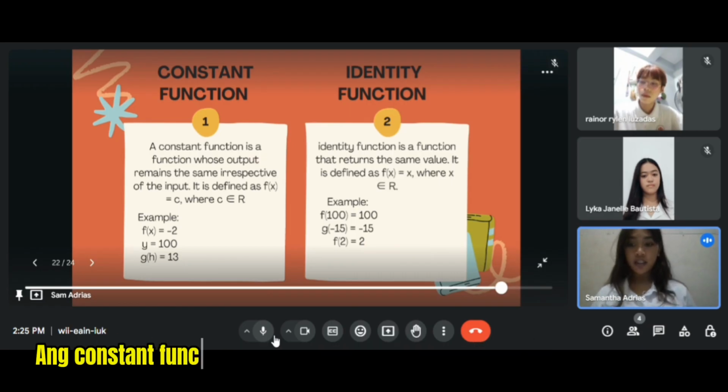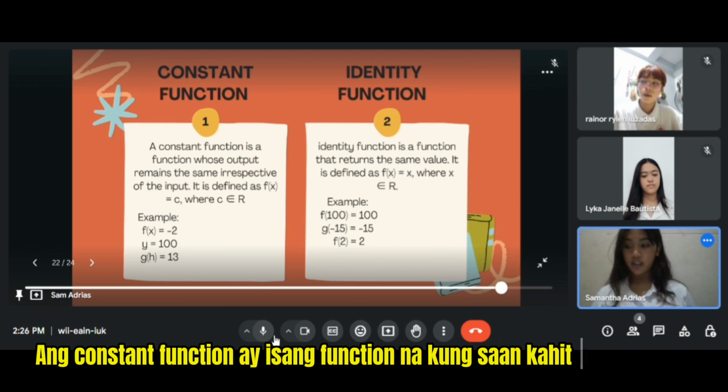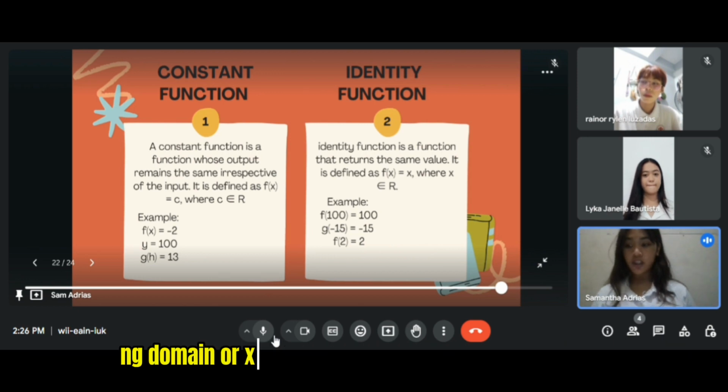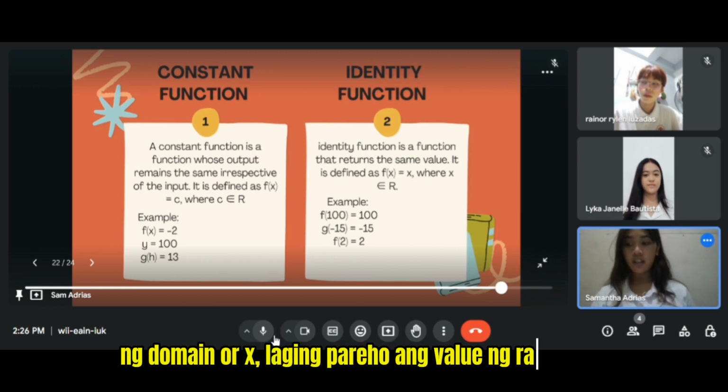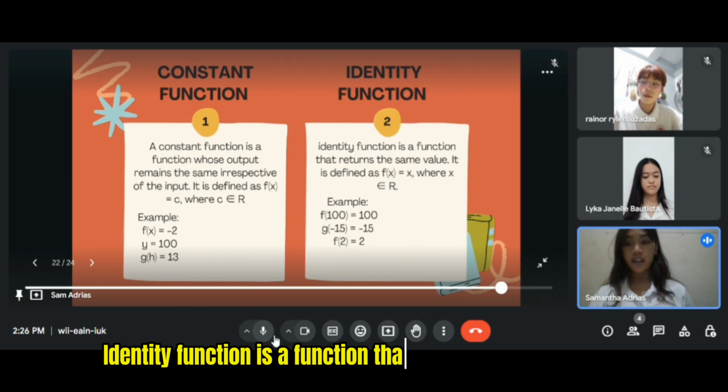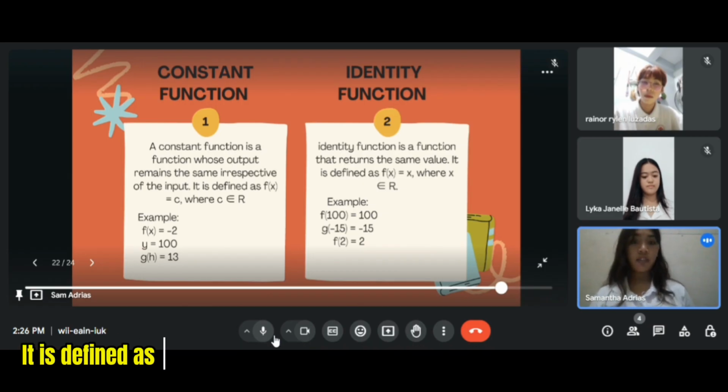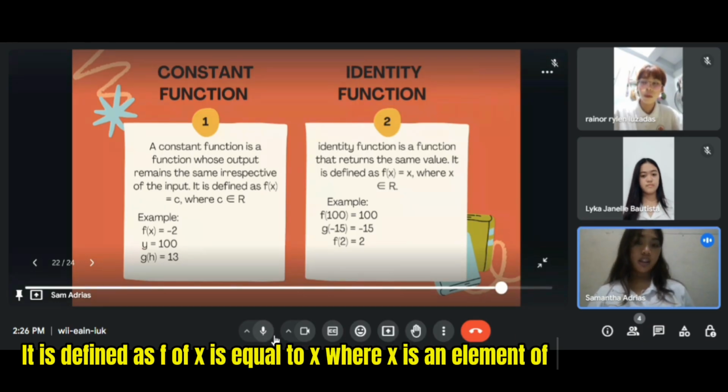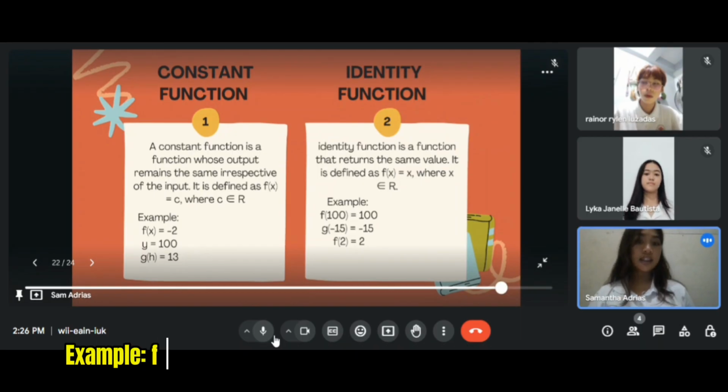Ang constant function ay isang function na kung saan kahit anong value ng domain or x, laging pareho ang value ng range or y. On the other hand, an identity function is a function that returns the same value. It is defined as f(x) = x, where x is an element of the real numbers. Example: f(100) = 100.